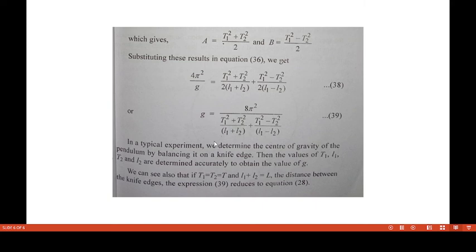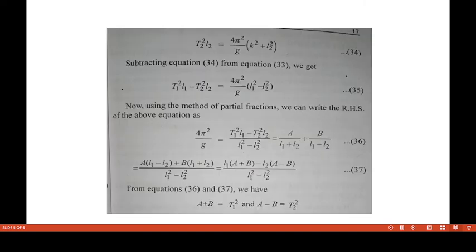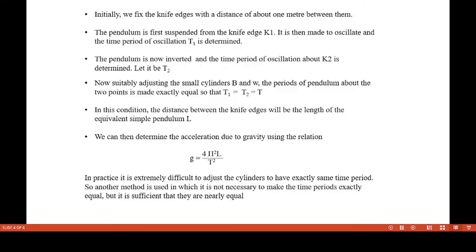And in the simplest case, when T1 equals T2 equals T, that is when both the time periods are exactly equal, and L1 plus L2 is some length capital L, then the expression reduces to the simple one, that is G equals 4 pi square upon T square times L.